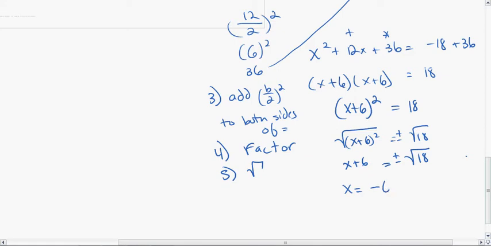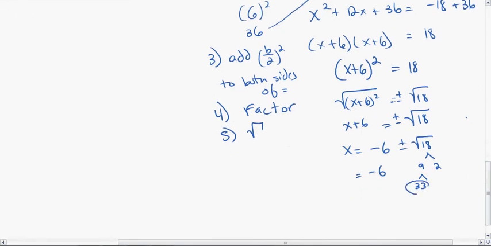So now I've got negative 6 plus or minus the square root of 18. And then I'm going to simplify the square root of 18. The square root of 18 is 9 times 2. And 9 is 3 times 3. So this becomes a pair of 3s. I'm going to pull that to the outside. So I've got negative 6 plus or minus 3. And then that 2 is left over on the inside times the square root of 2.